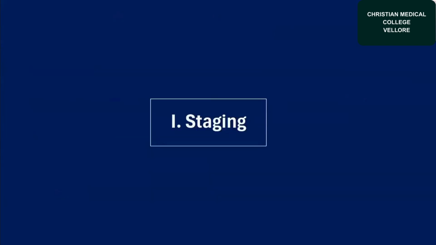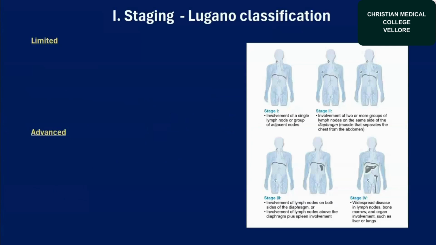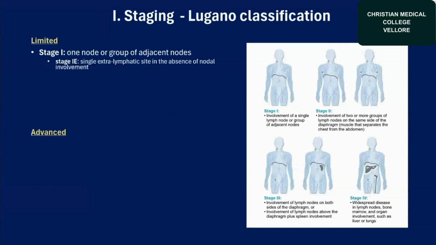So what are the specific things we look for in staging? Like we already know the Lugano classification. I'll just go through it. Stage 1 is when there's one group of nodes involved. It becomes 1E when there is a single extra lymphatic site in the absence of a nodal involvement.